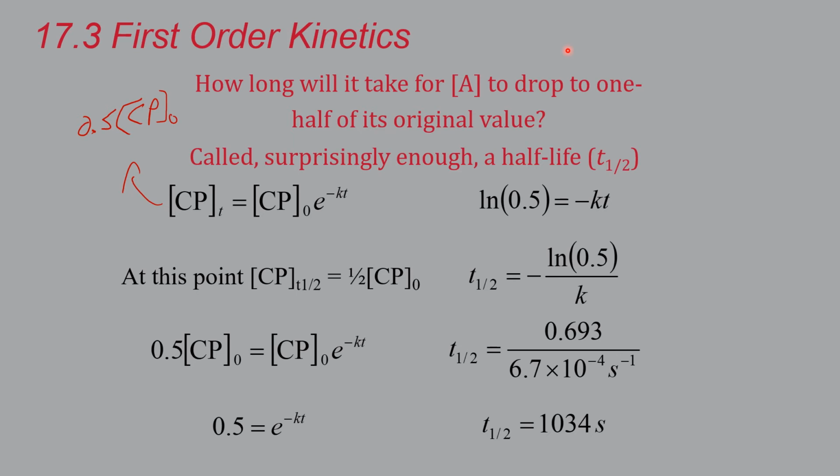Now think about that. What I'm saying here is to go from 1 molar to half molar, it would take 1,034 seconds. But to go from a half molar to a quarter molar also would take 1,034 seconds. To go from 0.25 molar to 0.125 molar also would take 1,034 seconds. So it doesn't matter what the starting concentration is. For this reaction, it will take 1,034 seconds for it to reduce by a factor of 2.